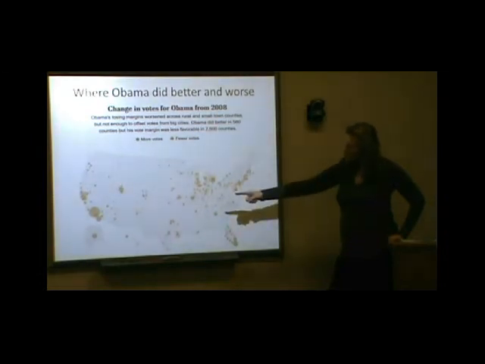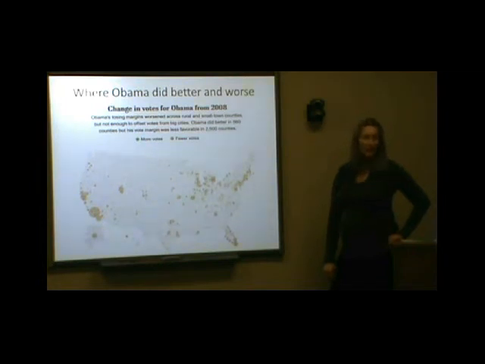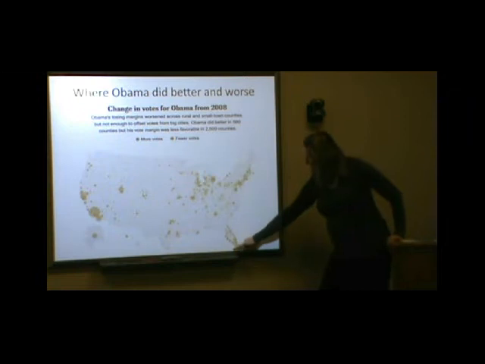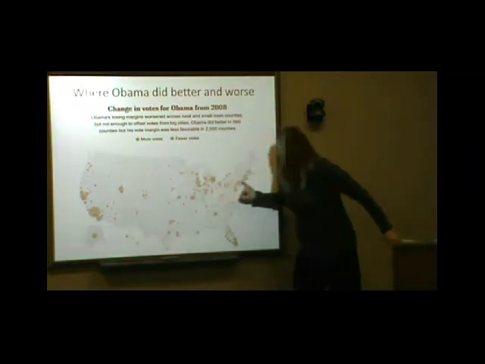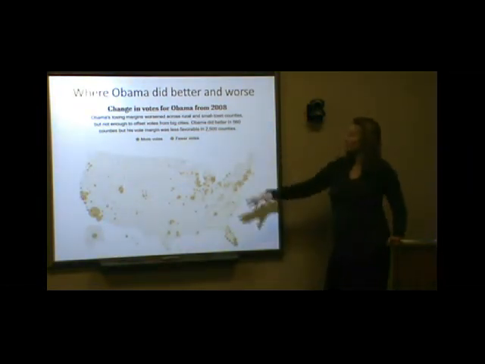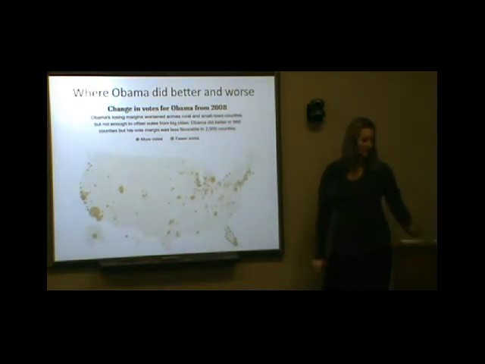So you notice the big green dot here. Alaska trended for Obama more so than it did in 2008, though clearly he didn't take the state. We've got Miami down here, more for Obama. New Orleans, right, these major population centers trending. But what this does is it shows us that he did relatively worse across the United States.